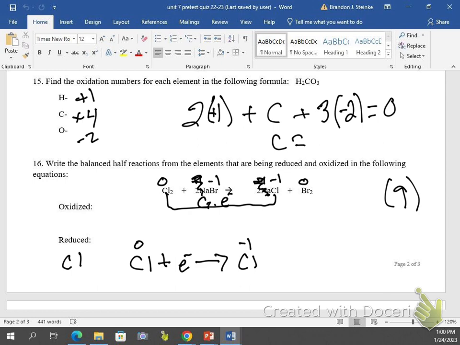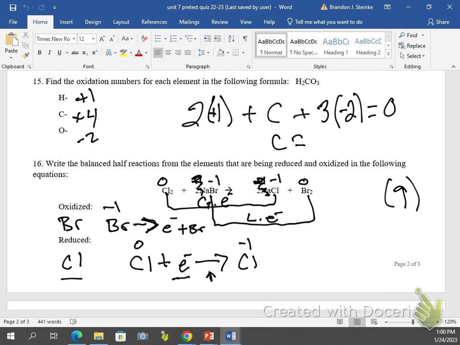So you got a point for having chlorine. You got a point for all your oxidation numbers across the top, for the right number of electrons, and for the right placement of that arrow. Okay, so that 4 points came from that. Then if I look at bromine, bromine goes from -1 to 0. That means it's lost an electron. So bromine's being oxidized. Bromine starts off as -1, and it produces, because we can't put a minus sign by losing, an electron plus bromine 0. 9 points there.